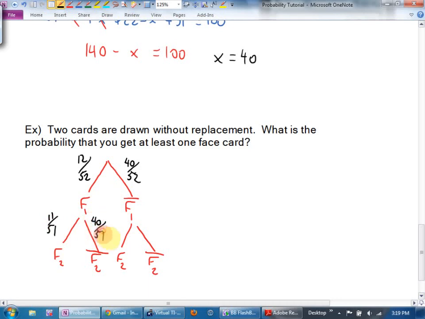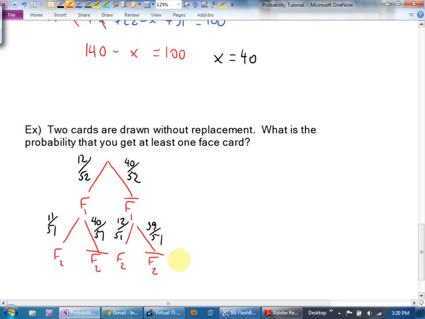Here you have 12 out of 52, 39 out of 51. And that's why I like that built-in error check to always make sure they add to one. That caught me right there. Ah, they don't add to one. I've goofed somewhere. By the way, are these two different from these two? These are dependent, not independent.